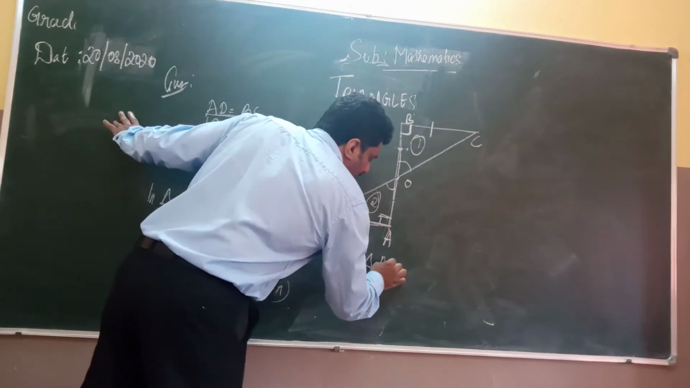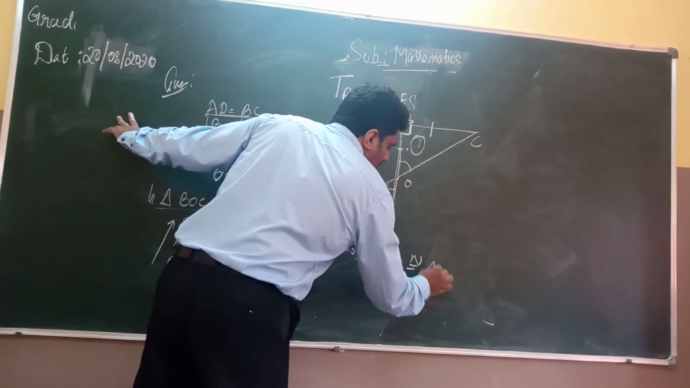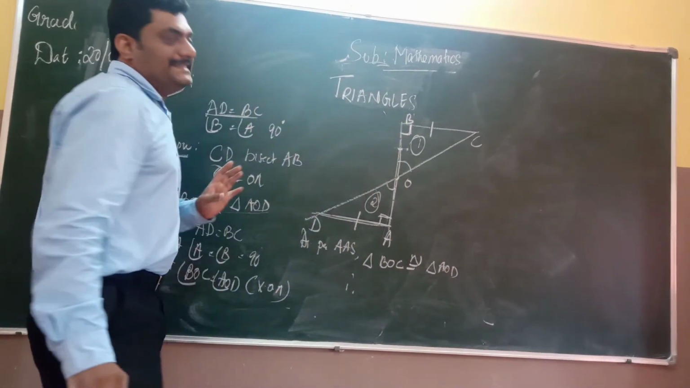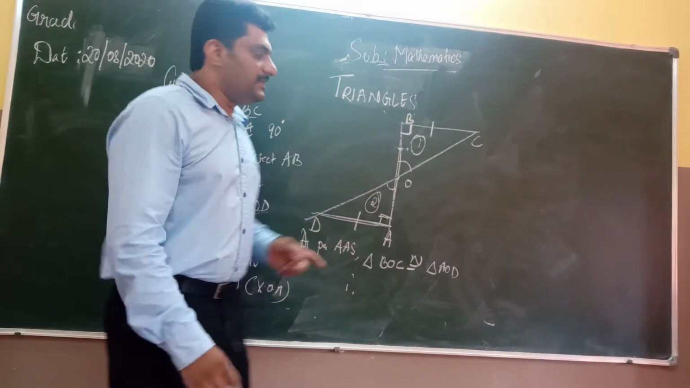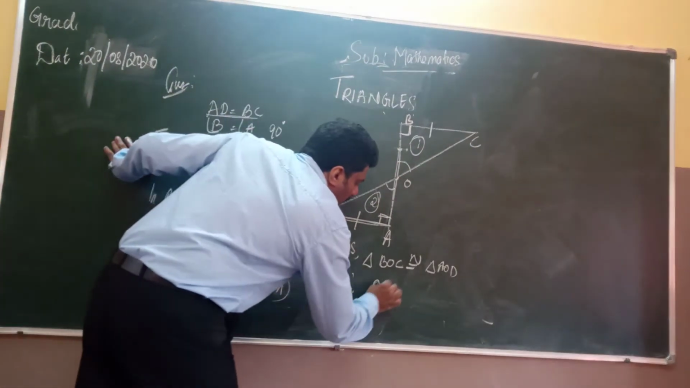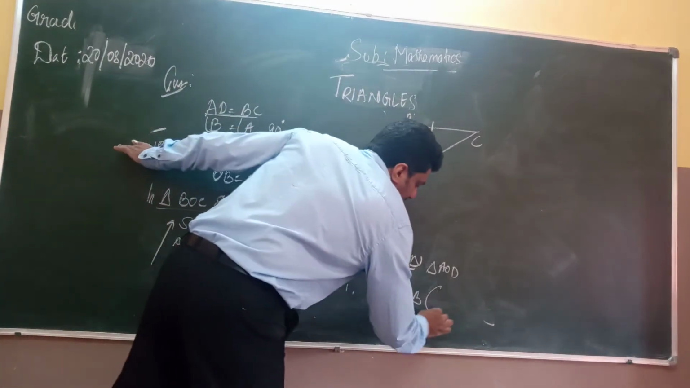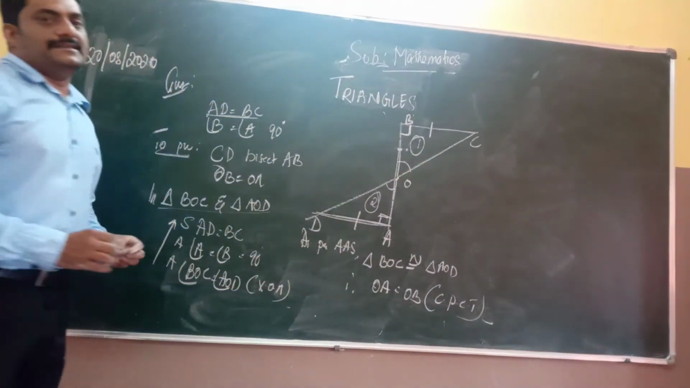triangle BOC is congruent to triangle AOD. Therefore, once two triangles are congruent, I can tell the sides are also equal, right? Which is nothing but OA is equal to OB. Why? Reason is CPCT. This is the reason.